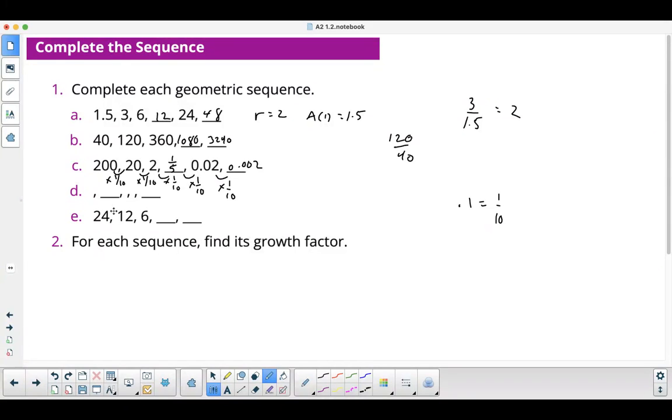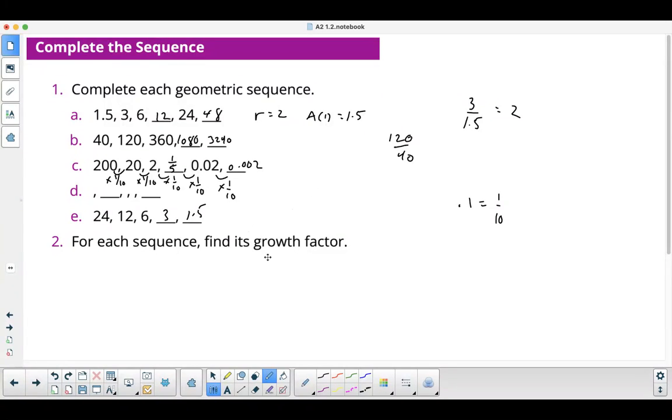D, I don't know what happened with D. D is a little messed up here on my slide. You probably have some number there. You can try that one on your own. I look at E, I'm multiplying it by 1/2 again. So that's going to be 3, 1.5.